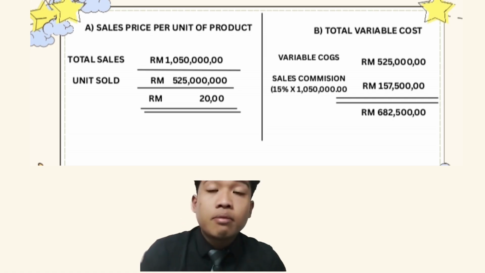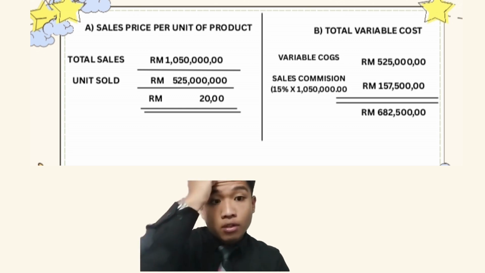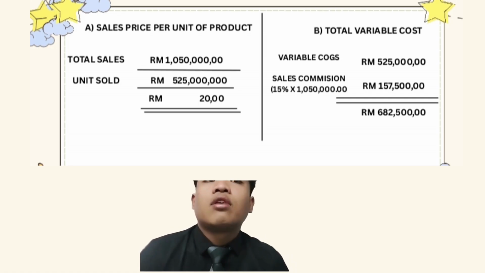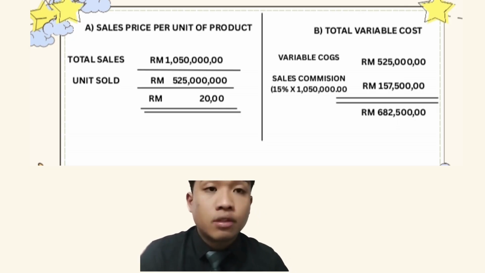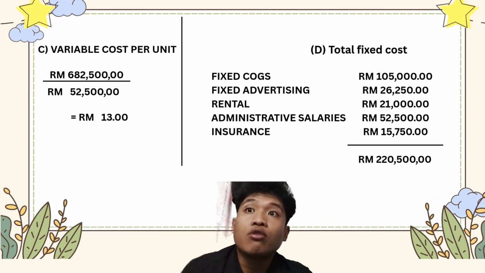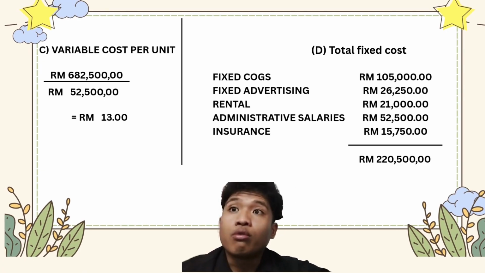So let's move on to B, total variable cost. Total variable cost is 525,000, and the sales commission is 1,050,000 times 50%. So we get 157,500 as the answer. We add the amounts together, so we get 682,500. That's the answer. For variable cost per unit, the total variable cost is 682,500 divided by the units, and the amount we get for variable cost per unit is RM13.